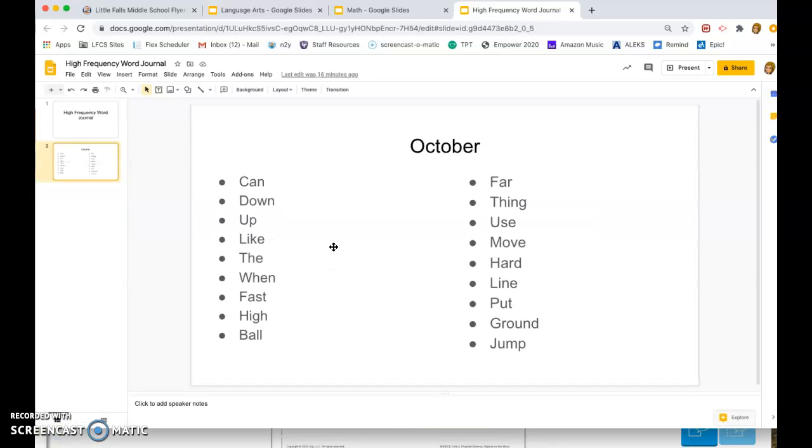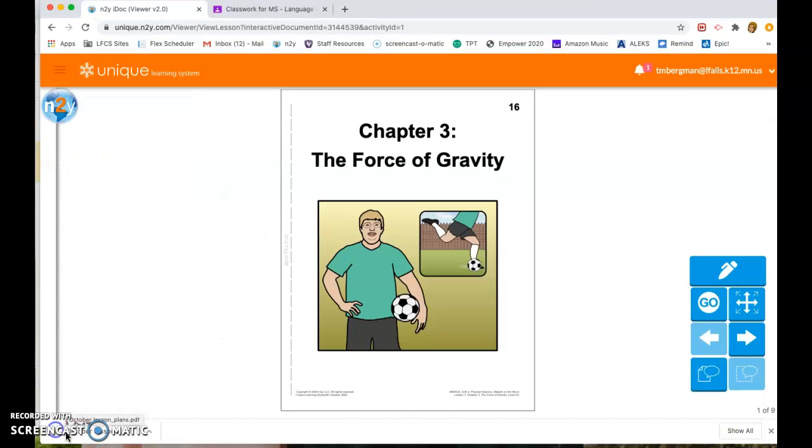Here's a review of our high frequency words: can, down, up, like, the, when, fast, high, ball, far, thing, use, move, hard, line, put, ground, and jump. In today's video, I'm going to read our chapter aloud, and then when we're finished with that, you will have an opportunity to read it to someone as well for your reading activity.